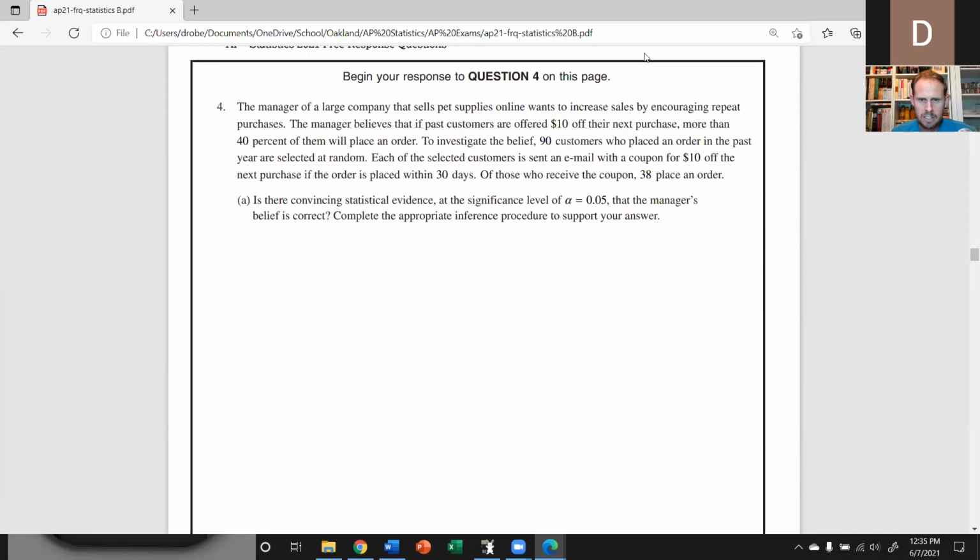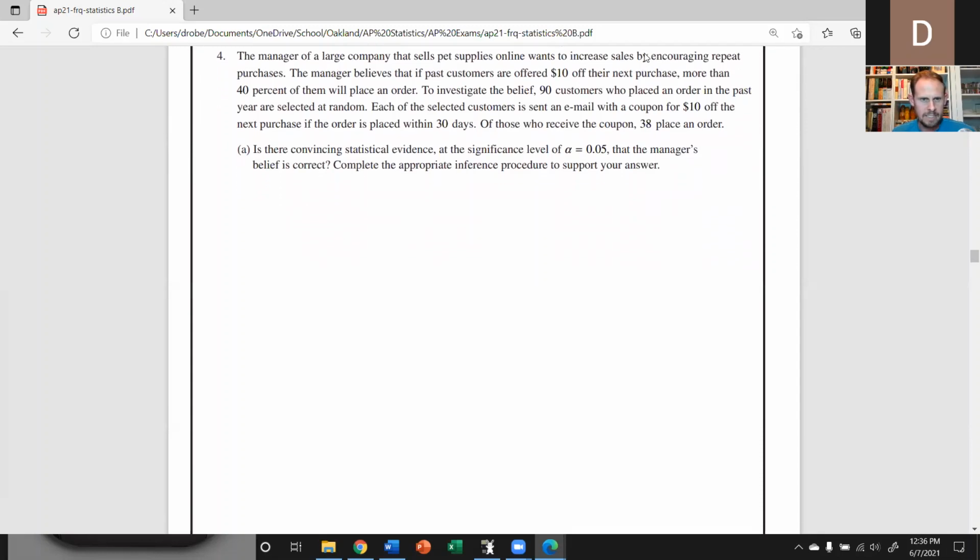Each of these selected customers is sent an email with a coupon for $10 off the next purchase. If the order is placed within 30 days, of those who receive a coupon, 38 place an order. Is there convincing statistical evidence, at the significance level of alpha equals 0.05, that the manager's belief is correct? Complete the appropriate inference procedure to support your answer. Here's our significance test.